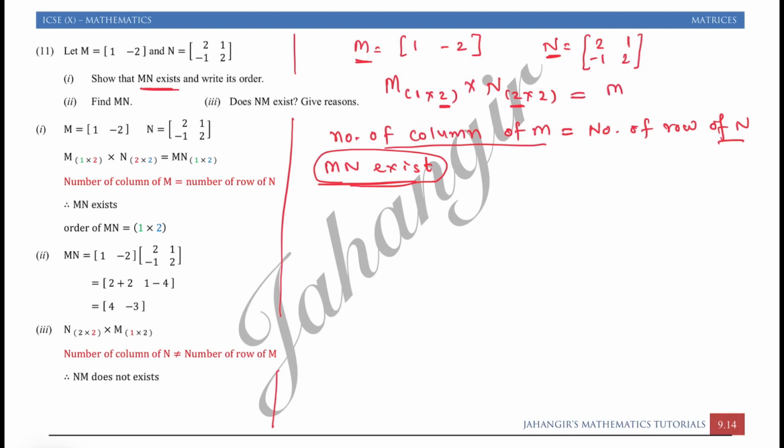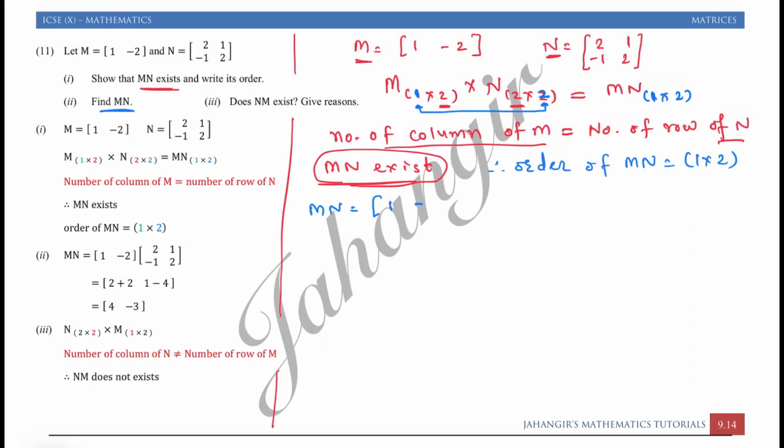So now I know the order of MN will be, as I told you before, the first and the last term. You have to always remember the order of the answer is the first and the last term: the first matrix's number of rows times the second matrix's number of columns. So the order of MN is 1 by 2. Now what you have to find is MN. So let's find MN.